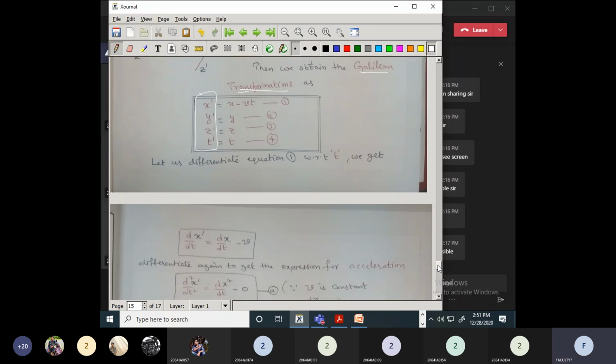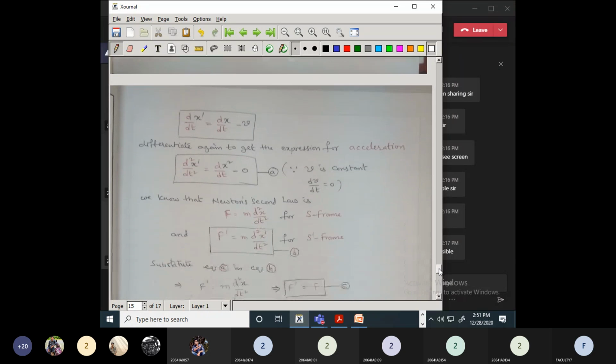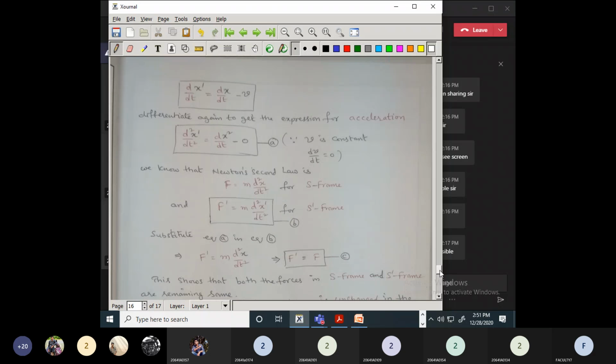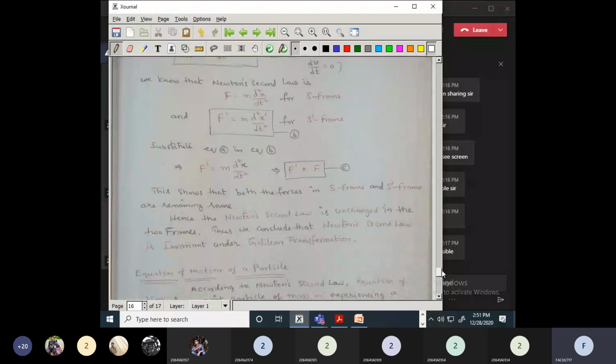I am just giving the concepts of what we had learned till now. From there, what we concluded is that f prime is equal to f. What is the conclusion of the topic here? The force in the first frame is also equal to the force in the second frame. So both the forces remain the same. Even though the second frame is moving here, the force experienced in this frame remains the same as that of the first frame. So there is no change in the second law.